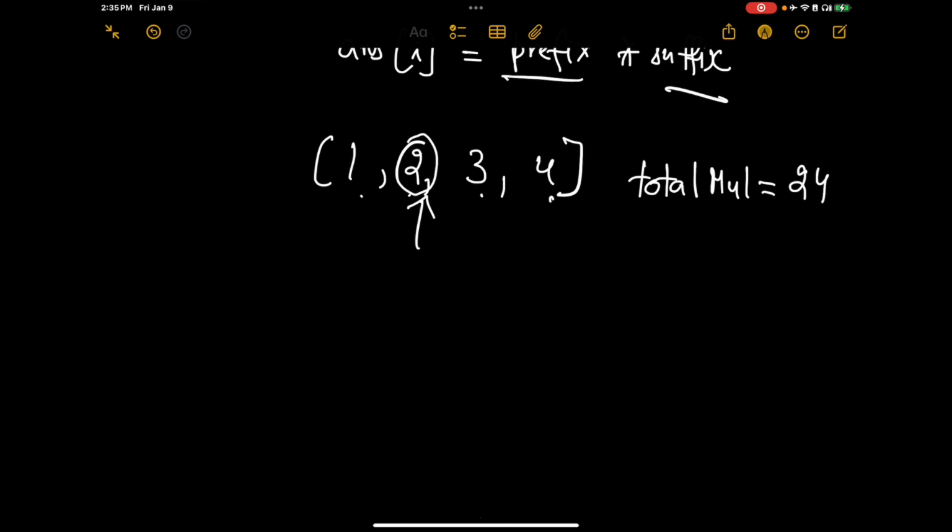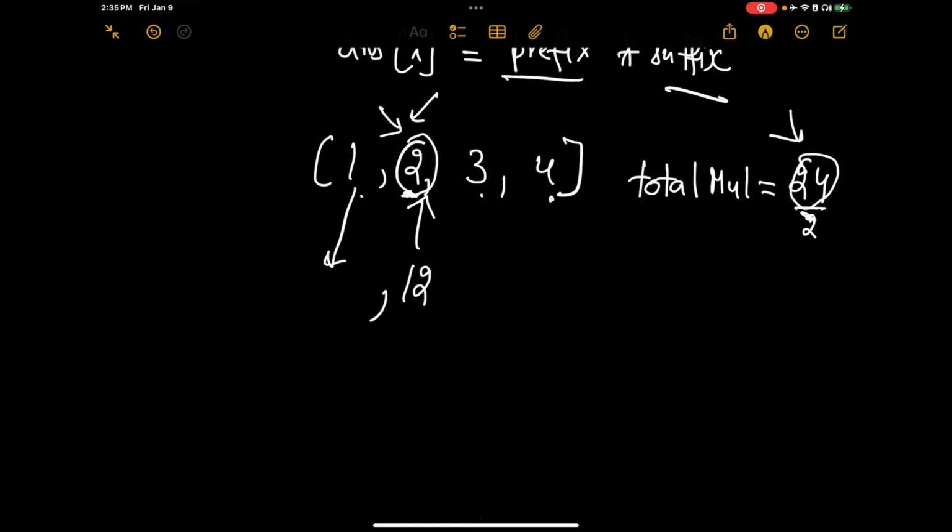So when you are at 2, you have to multiply all the numbers except this, right? You already have this 24, which is all the numbers multiplied. So you can just remove this 2. How? By dividing this with 2, right? So for this index, your total is 24. You just divide 24 by this number 2, and you get 12.